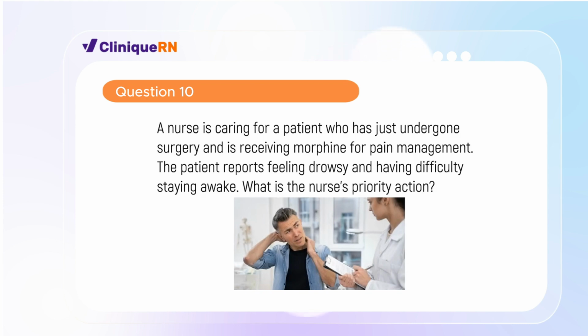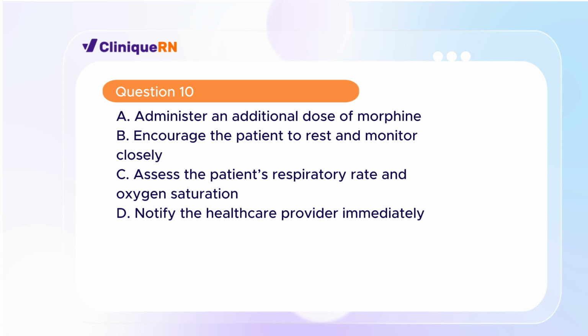Question 10. A nurse is caring for a patient who has just undergone surgery and is receiving morphine for pain management. The patient reports feeling drowsy and having difficulty staying awake. What is the nurse's priority action? A. Administer an additional dose of morphine. B. Encourage the patient to rest and monitor closely. C. Assess the patient's respiratory rate and oxygen saturation. D. Notify the healthcare provider immediately.